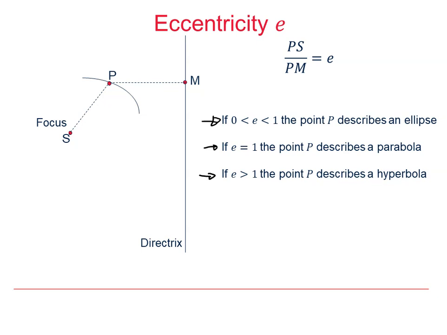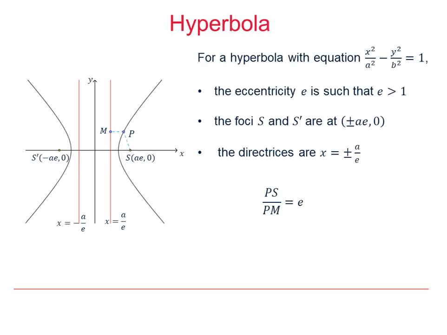So if e is greater than 1, then the distance from the focus is going to be greater than the distance from the directrix. We can see on this diagram of a hyperbola that PS is going to be greater than PM. We have the Cartesian equation we've seen before, with minus y squared over b squared, whereas for the ellipse, of course, it's plus y squared over b squared. The eccentricity is greater than 1.